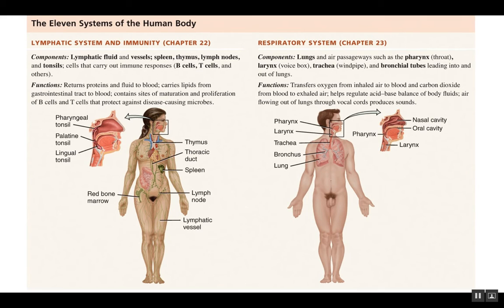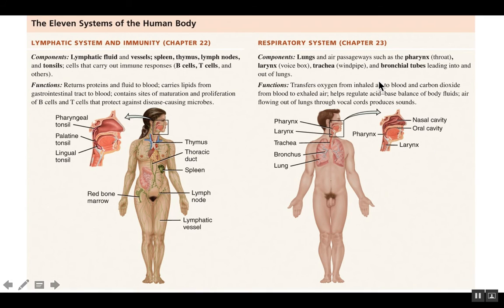Then we have the lymphatic and immune system, which is involved in fluid regulation as well, but the immune system component is protecting you from disease-causing microbes. And many of these immune organs or lymphatic organs you may have heard of but didn't know that these were involved in your immune system. But the spleen, the thymus, lymph nodes, these immune cells are produced in your bone marrow. Bone marrow is very important for your immune system.